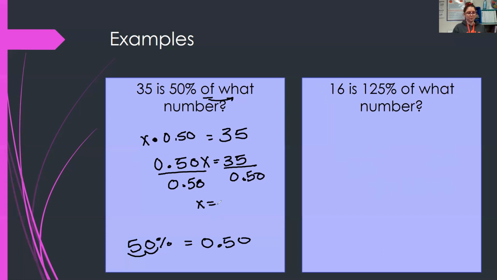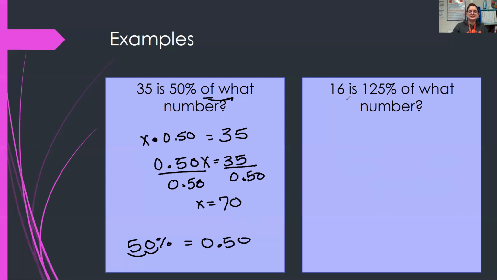Oops, no, I looked at it and that didn't look right. 35 divided by 0.50. Always be careful and make sure you're typing the right thing into the calculator. 70. 35 is 50% of 70.